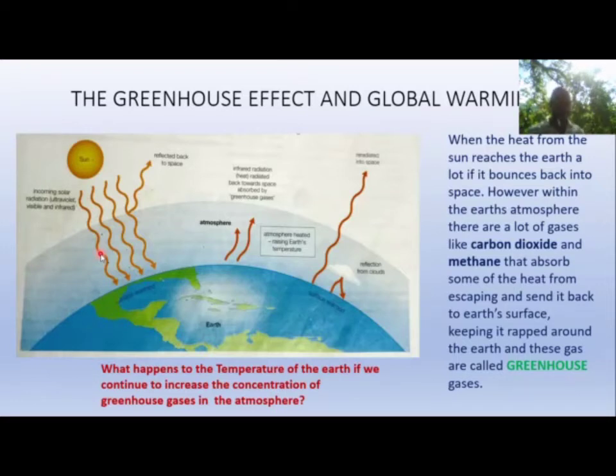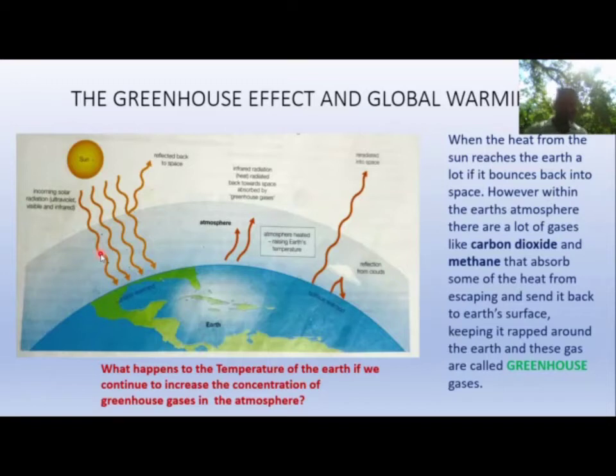And these gases are called greenhouse gases. Watch me now. So what these gases do is that they absorb some of the heat from escaping. So in the beginning, let me tell you that most of the sunlight comes and is reflected back into space. But these gases now absorb some of the heat, right?